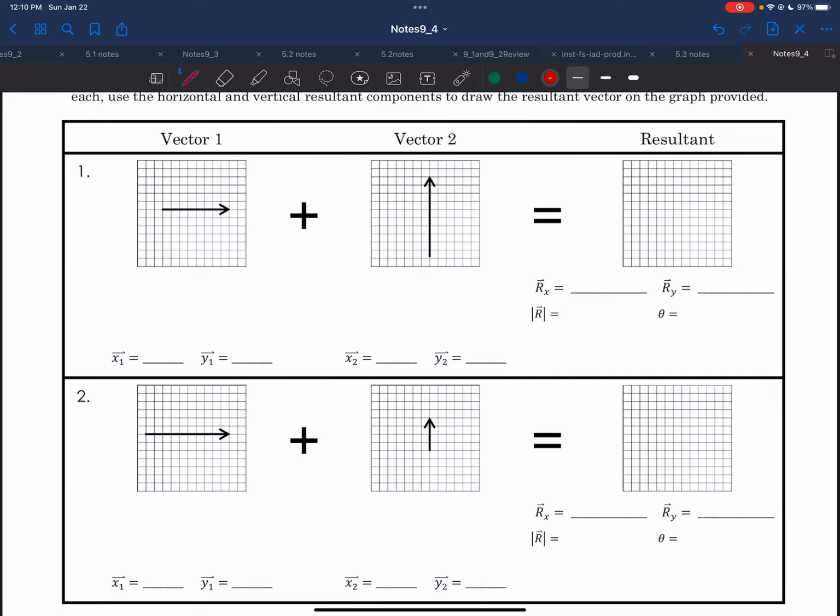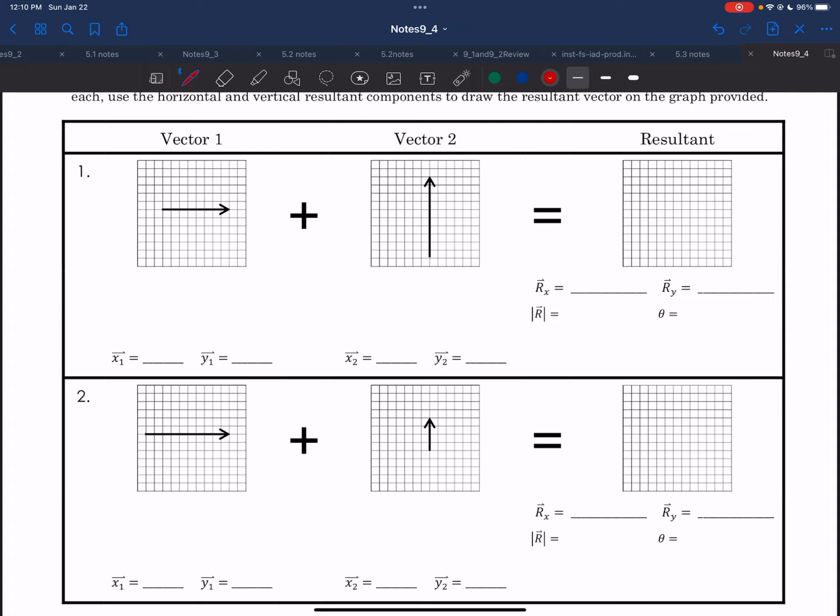Okay, so now we're going to look at vectors from a graphic standpoint, which may help solidify some of the concepts that we have with vectors. Okay, so we're going to add vector 1 and vector 2. Again, in all of these, we're just adding two vectors. And in this case, it's a little bit more difficult for me to find my angle.